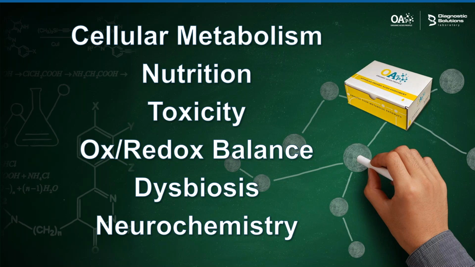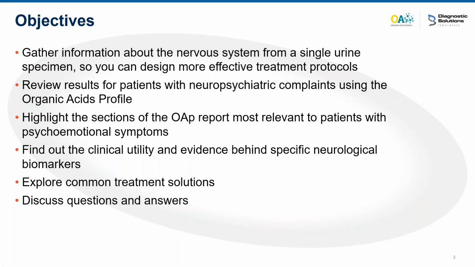So the value of this test is that you can connect the dots. You can see things that even you and your patient don't know are going on. This test can help uncover metabolic issues, issues with cellular function that you don't even realize are happening. So it's a very powerful tool. Today, we are going to learn about the nervous system and how we can use this test that requires just a single urine specimen. And with this information, you can design more effective treatment protocols.